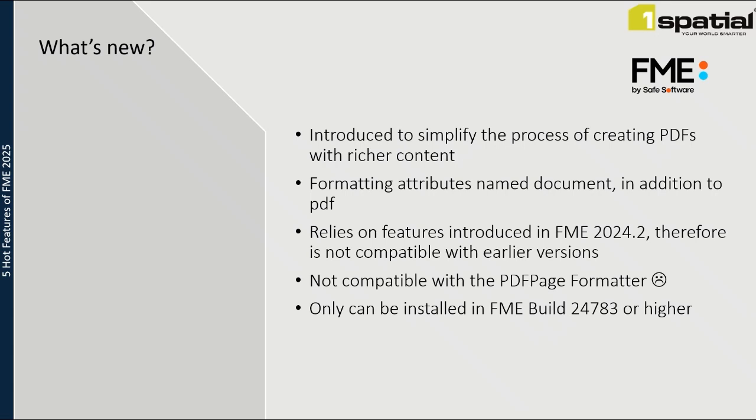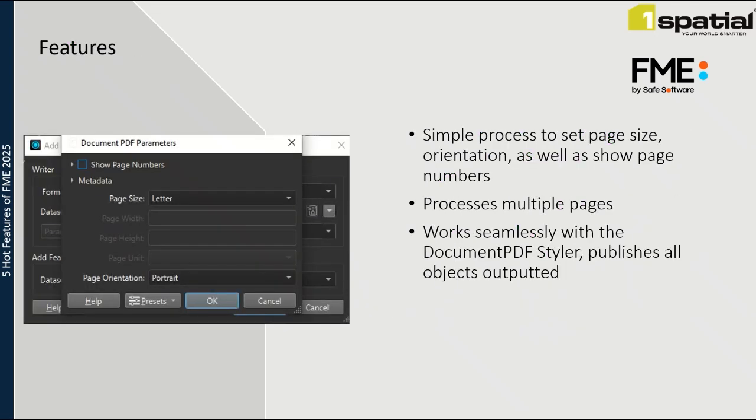The new transformer relies on features introduced in FME 2024.2. So it means this is not compatible with earlier versions and a few things. So it's actually not compatible with the PDF page formatter, which is a bit of a bummer, but good to tell you now before you keep wondering why none of the formatting is working when you write it out. And you need a build of 24783 or higher for the writer to be installed.